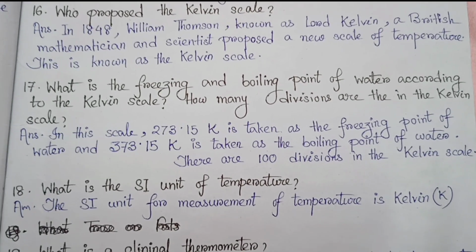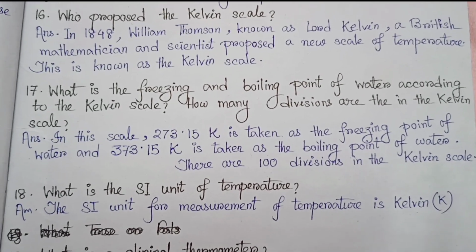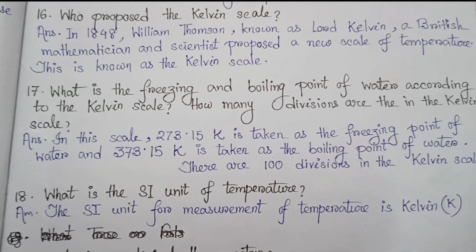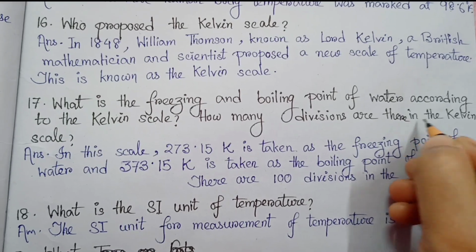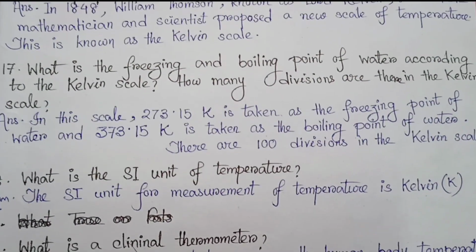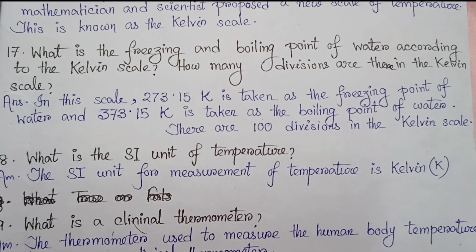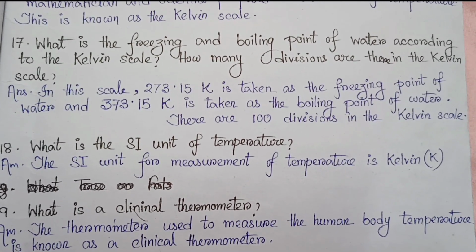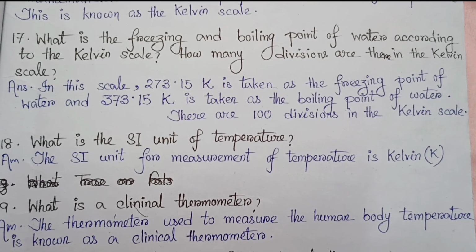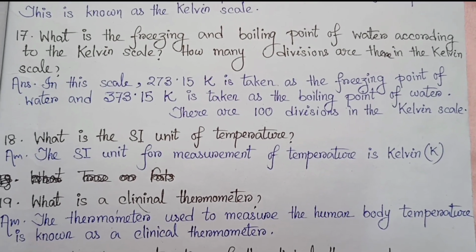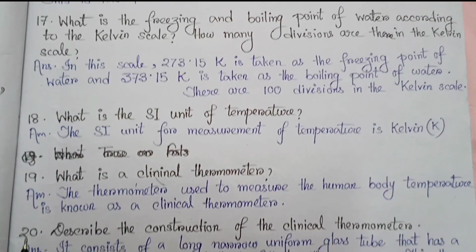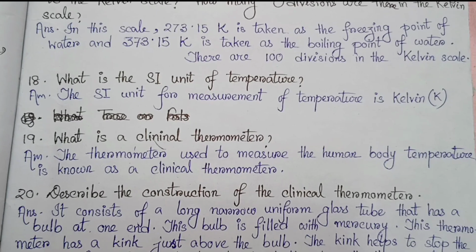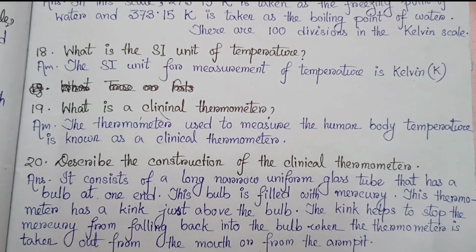Number 17. What is the freezing and boiling point of water according to the Kelvin scale? How many divisions are there in the Kelvin scale? In this scale, 273.15 Kelvin is taken as the freezing point of water and 373.15 Kelvin is taken as the boiling point of water. There are 100 divisions in the Kelvin scale. Number 18. What is the SI unit of temperature? The SI unit for measurement of temperature is Kelvin.